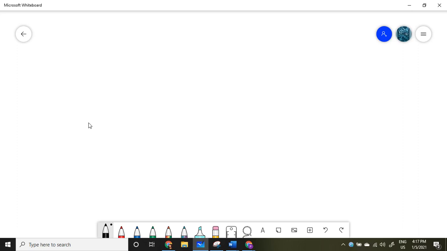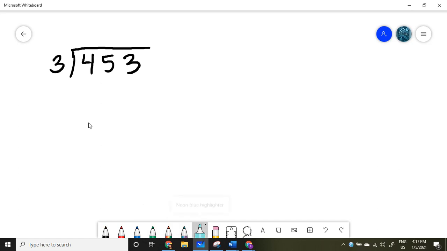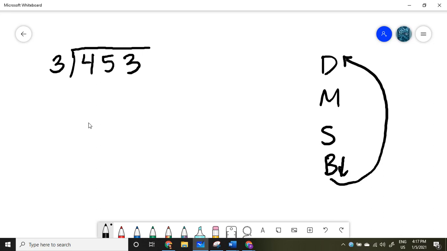So let's say that I had $453 that I earned at a job. But what I am going to do now is split this money up so that I can spend it over 3 weeks. Okay, I have $453 and I'm splitting it up over 3 weeks. So my problem is 453 divided by 3, and my steps are to divide, multiply, subtract, bring down my next number. And then this arrow means that I start everything over again.